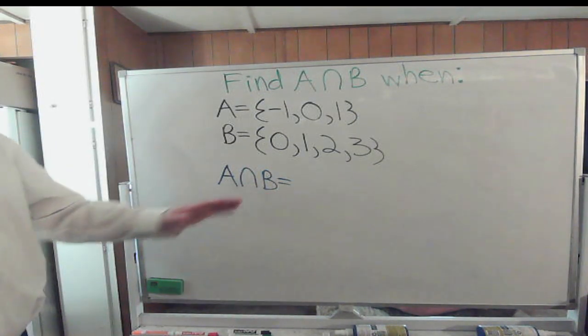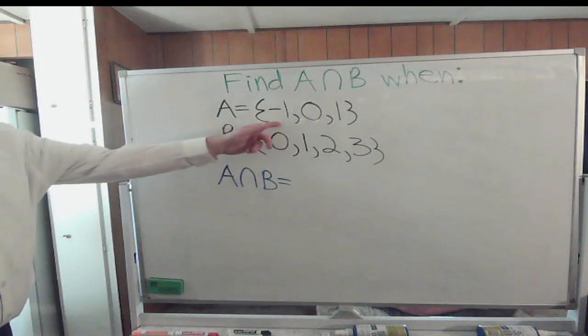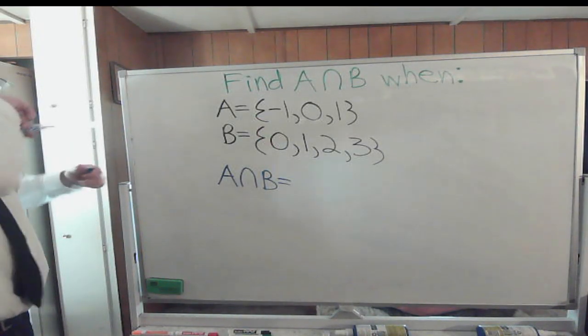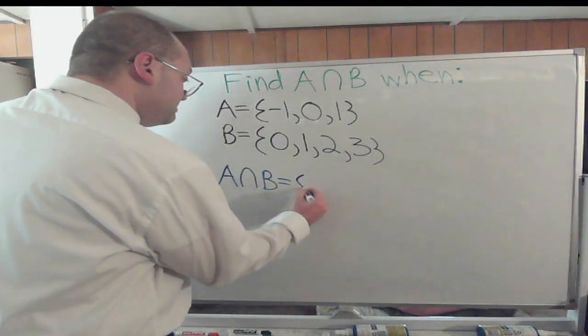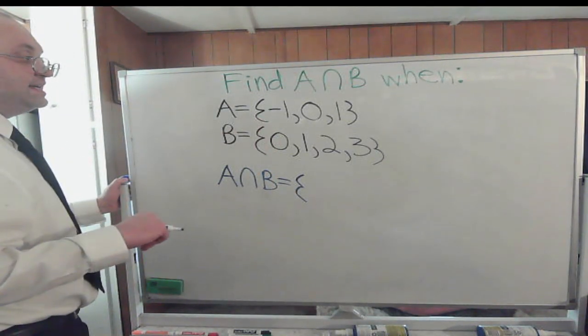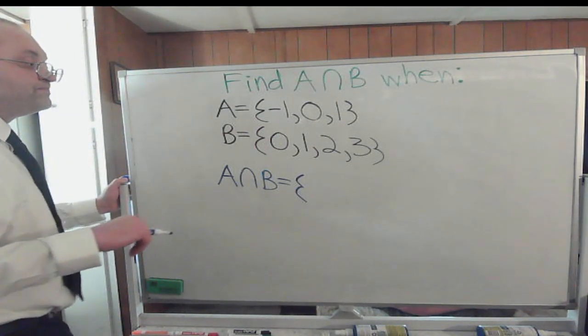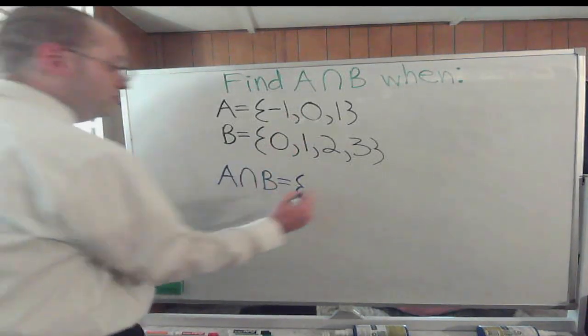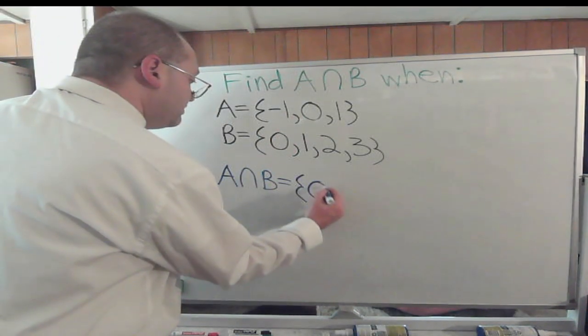You're going to find what elements both sets have in common. So start with your smallest number again. Do they have a -1 in common? No, that's only in set A. That can't be a member. But they do both have a 0 in common, so we would start at 0.